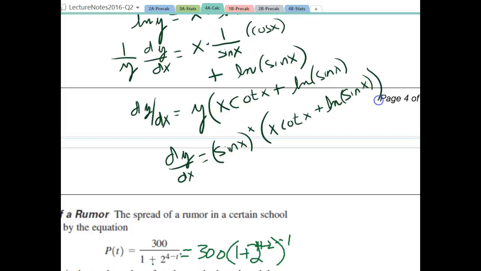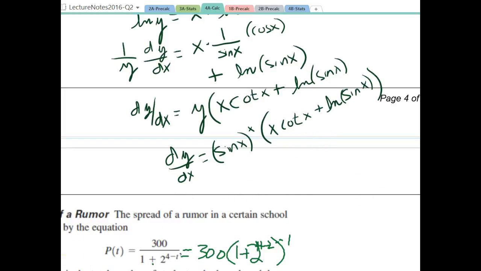Okay, so that's what we call differentiating with logarithms, or what we call logarithmic differentiation.